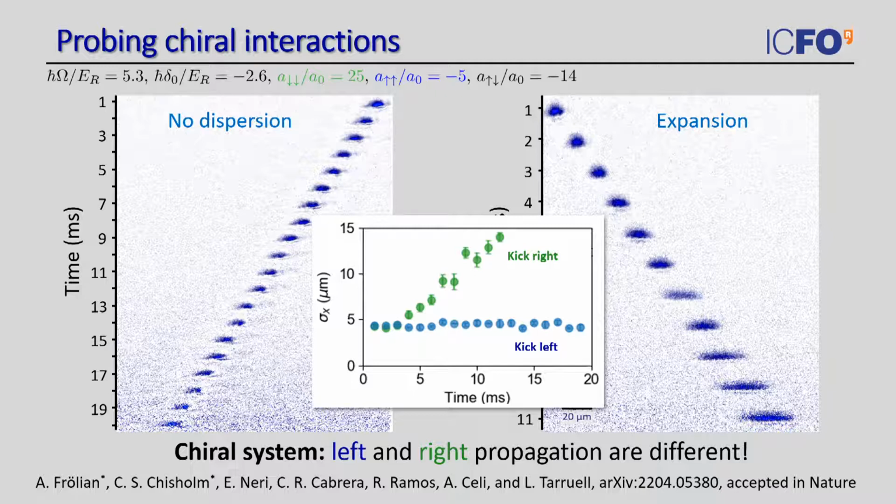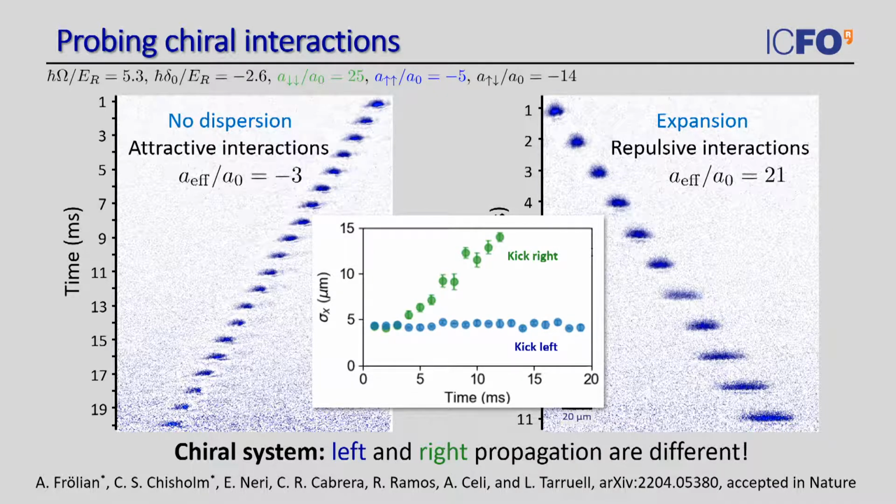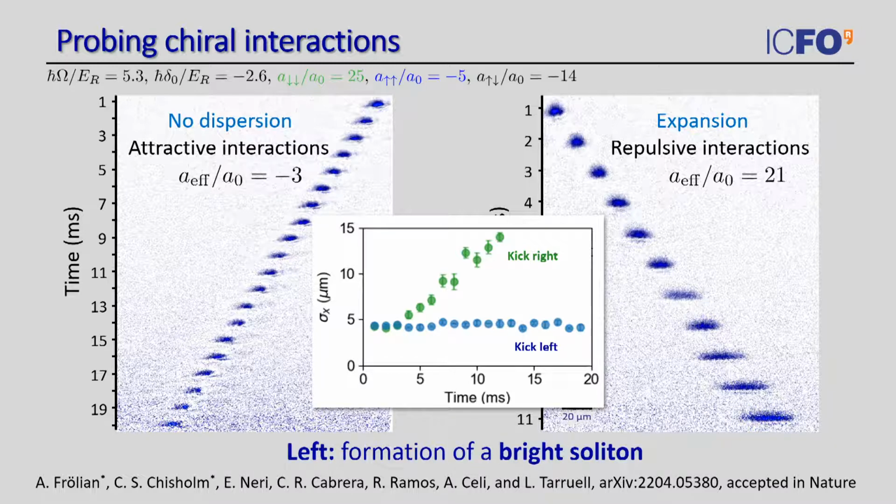Now you may wonder, what is this chirality about? Actually, this chirality is in the interactions between the particles, because when we kick the atoms to the right, they have effectively repulsive interactions. That's what makes the cloud expand, while when we kick them to the left, they have effectively attractive interactions. And another thing that you see in this plot is that the size when you kick atoms to the left does not evolve at all. This is because we are forming a bright soliton, a matter wave packet that remains self-bound because you have attractive interparticle interactions that hold the atoms together, and then you have quantum pressure that stabilizes the system against collapse.